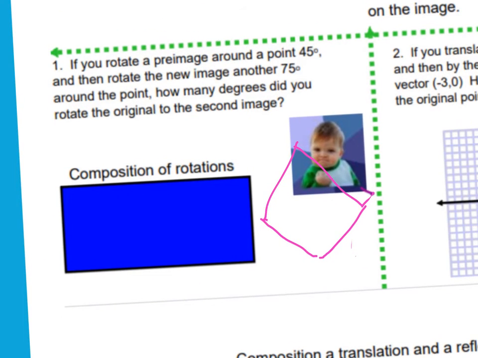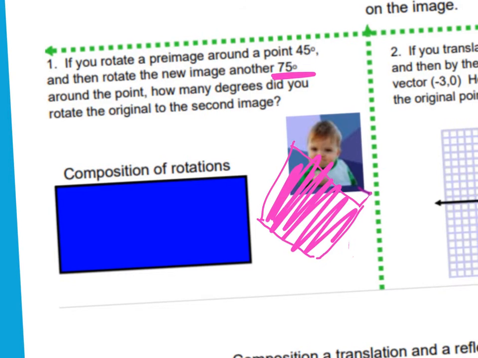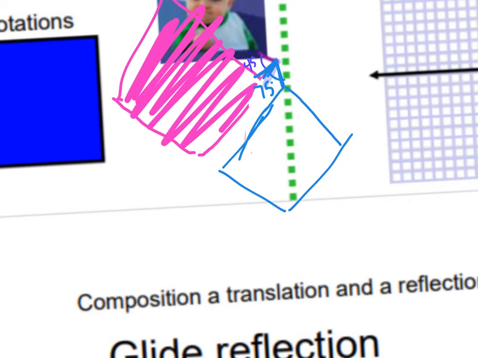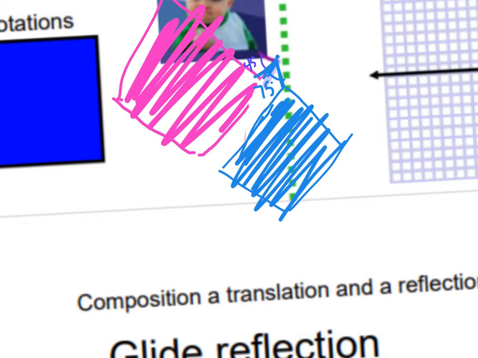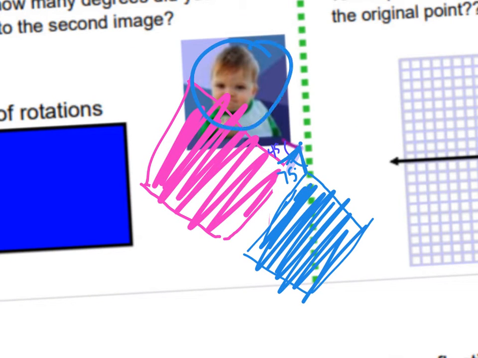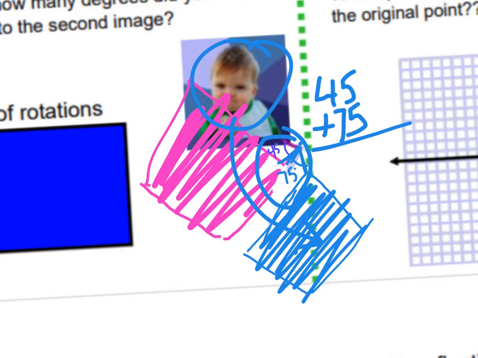Now, if I want to rotate it another 75 degrees around the point, I'm going to start with this new image that I've made, and I'm going to rotate it. If I rotate the pouty baby 75 more degrees around that same point, right here, the total number of degrees of rotation from the original image, in other words, this pre-image, to the final image is just the addition of the two rotations. So the final rotation of that composition of rotations is 120 degrees. Now, it's always true that you'll add them unless you're rotating clockwise and then going back counterclockwise. Then you will subtract.